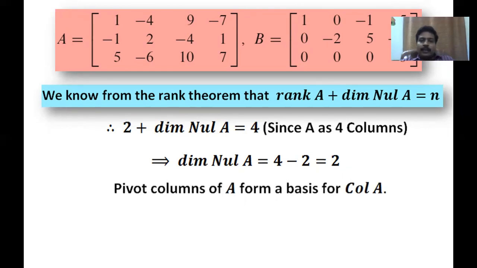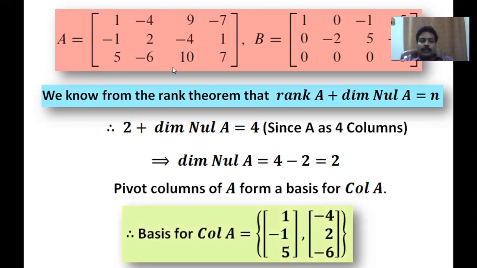And now we have to find the basis for column space A, null space A, and row space A, of course. Pivot columns of A form a basis for column space A. So these two columns, first and second columns, form a basis for column space A. Therefore, the basis for column space A is (1, -5, -1, 5) and (-4, 2, -6, ...), which are the first two columns of A. Since these first two columns are pivot columns, this is the basis of column space A.